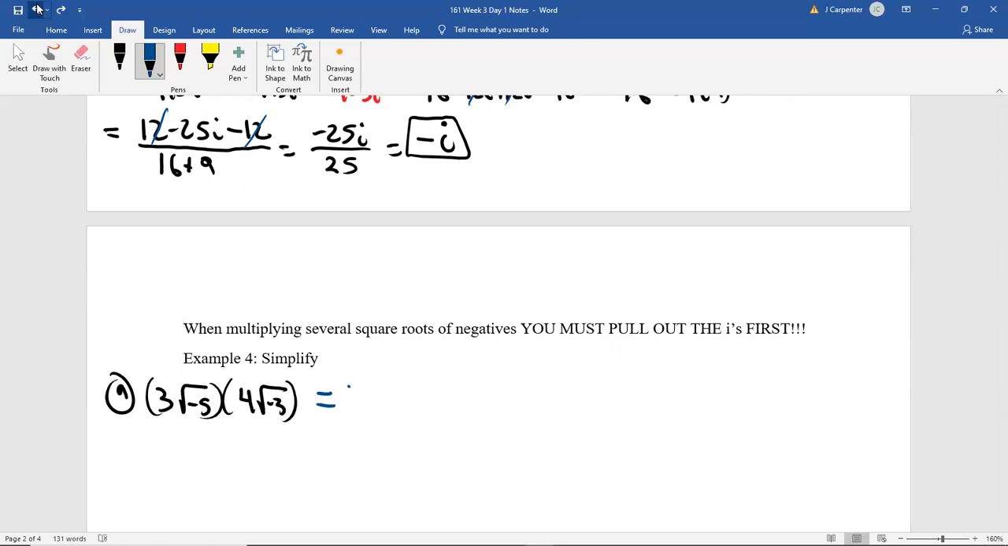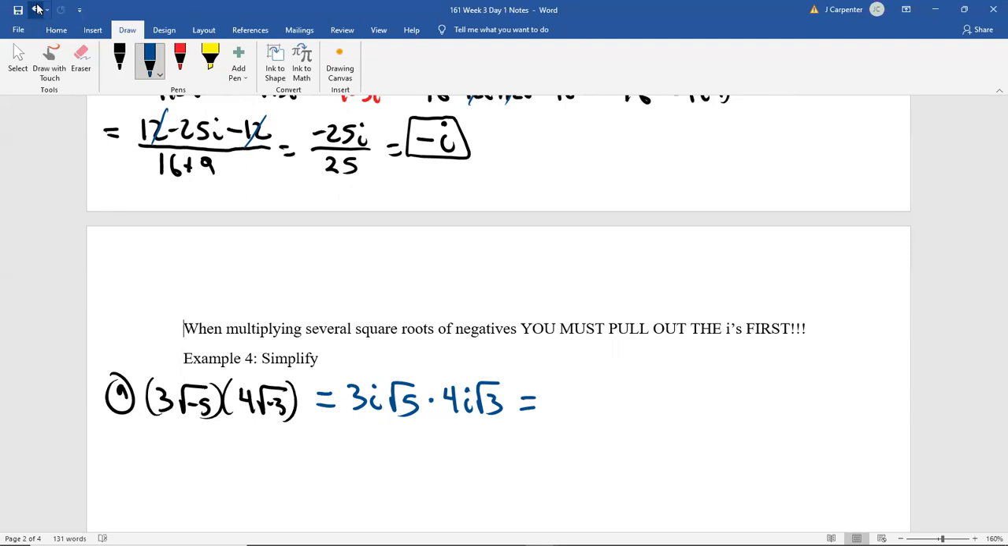You have to make this 3i square root of 5, because you're just pulling out the square root of a negative, times 4i square root of 3. You have to do this first. If you don't do this first, you will get a wrong answer. I guarantee it.